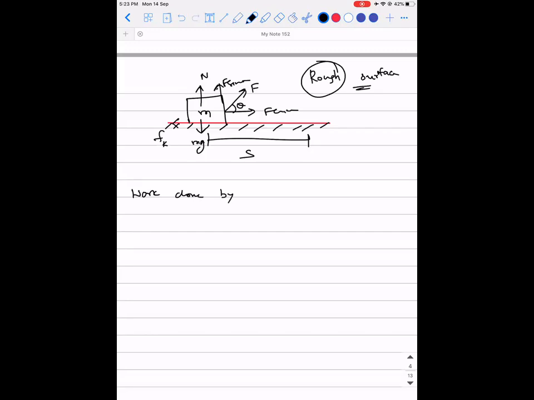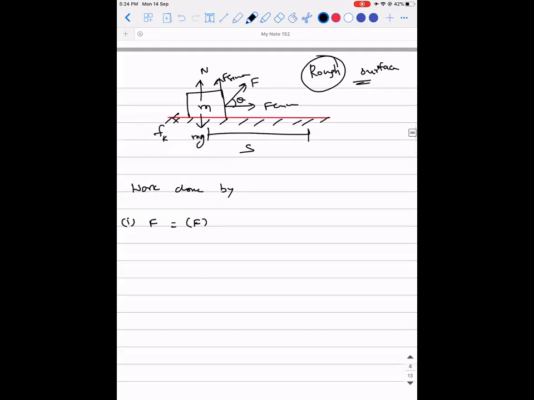Right. Now I am raising the same question. Work done by the first one, F. What is the answer? In this scenario, if you observe, which component of F is actually responsible for the motion of the object? Cos theta. So what will be the value for work done by F?